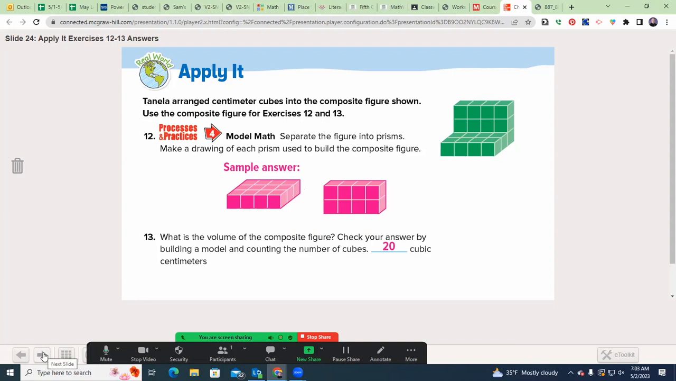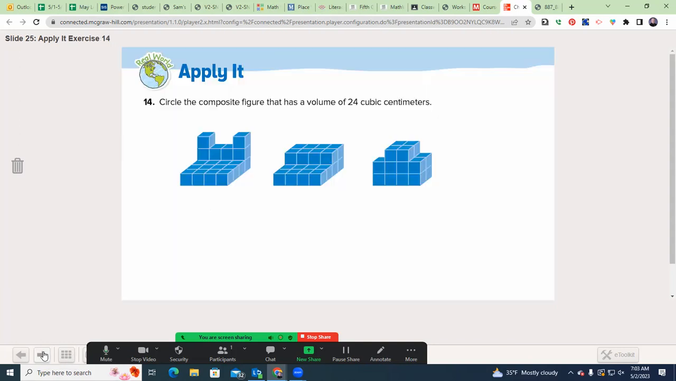And one last one. Let's look at number 14. Which of these has a volume of 24 cubic centimeters? Take a moment by pausing the video, checking it out, and come back when you're ready. I'm going to pause the video now.